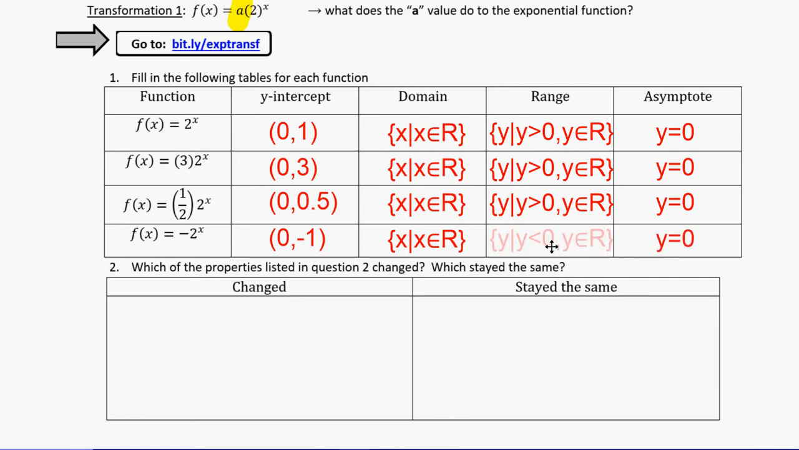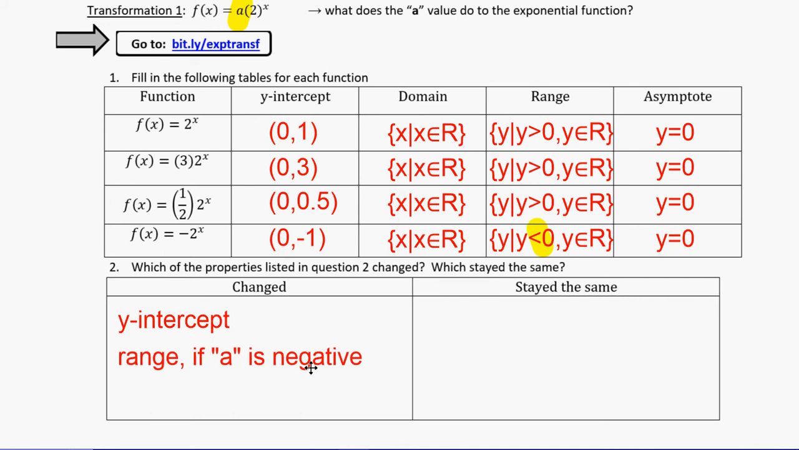The range actually does change. How does the range change? Because now it is less than 0. y is less than 0, Mr. Wills, because it's been reflected through the x-axis. So what's changed here? Things that have changed are our y-intercept and our range, only if the a value is negative, and the things that stay the same are the domain and the asymptote.